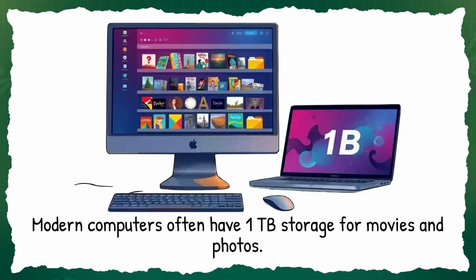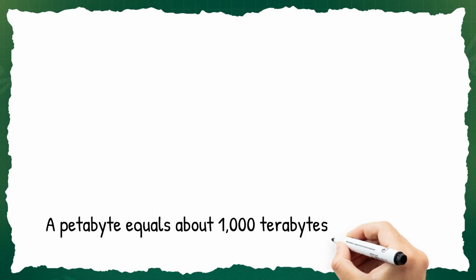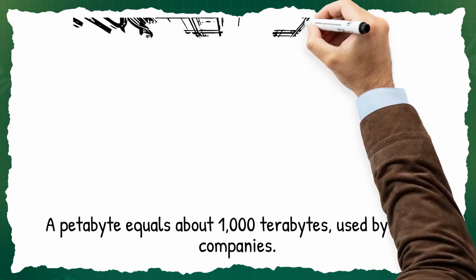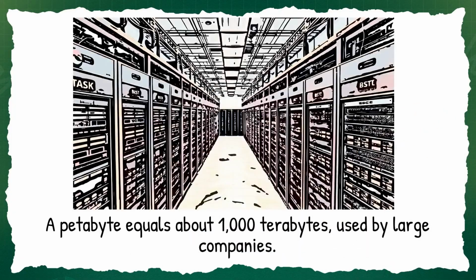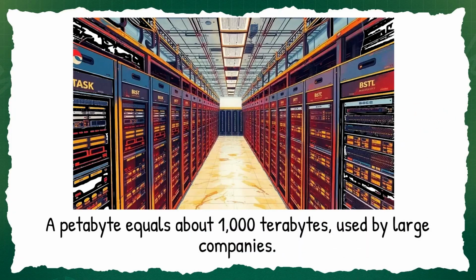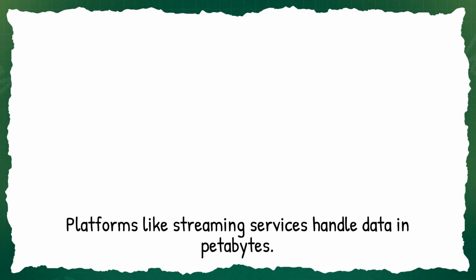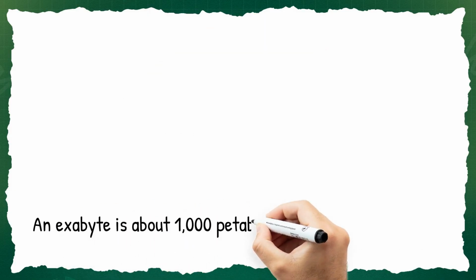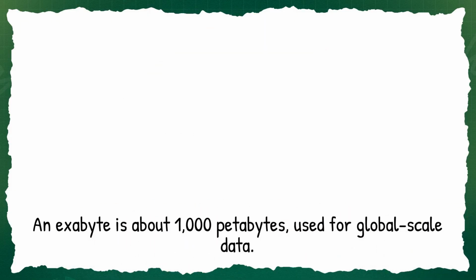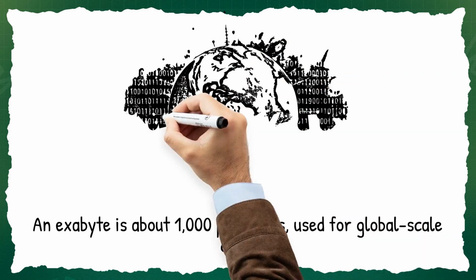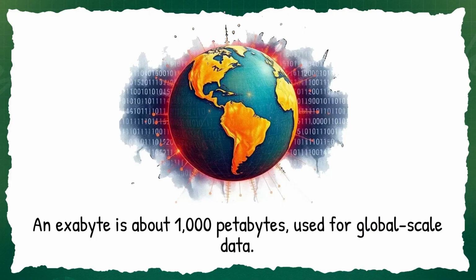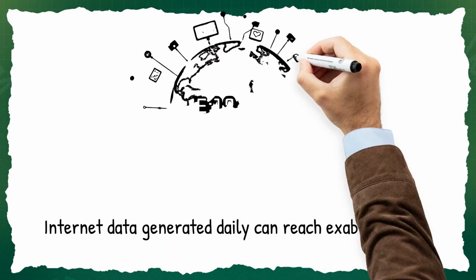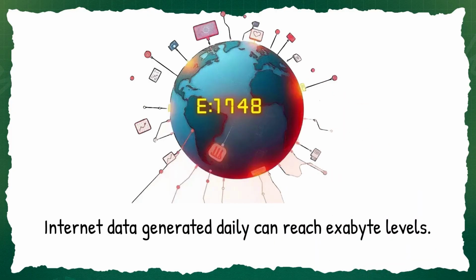Petabyte, PB. A petabyte equals about 1,000 terabytes. This level of storage is typically used by large companies, cloud providers, and data centers. Platforms like streaming services or social media handle data in petabytes. Exabyte, EB. An exabyte equals about 1,000 petabytes. This is an extremely large unit used to measure global-scale data. For example, the total data generated on the internet in a single day can reach exabyte levels.